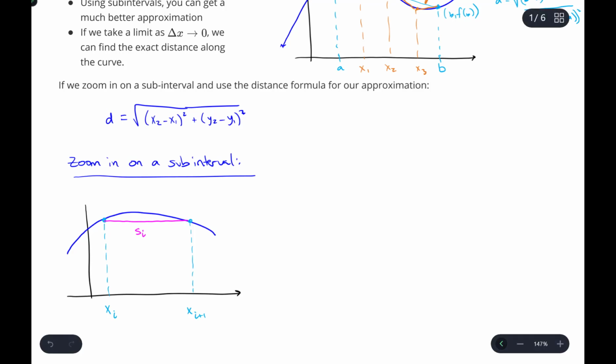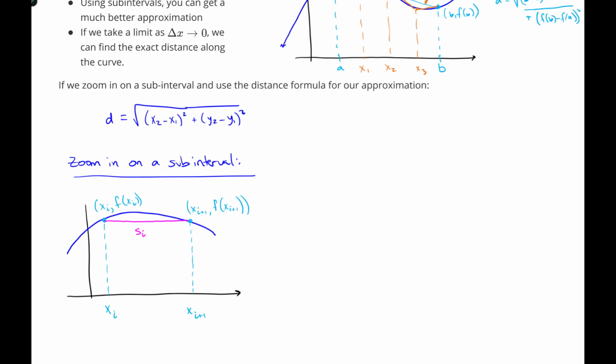Now these points we could definitely determine because we know the x value and we know our function, so we would just place that x value into our function to get those points. Although the notation gets a bit crazy here, but that's what it would look like.